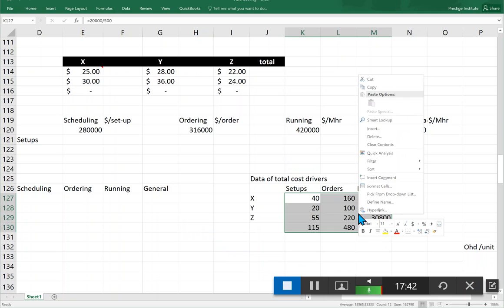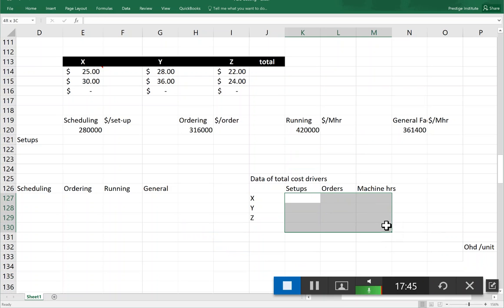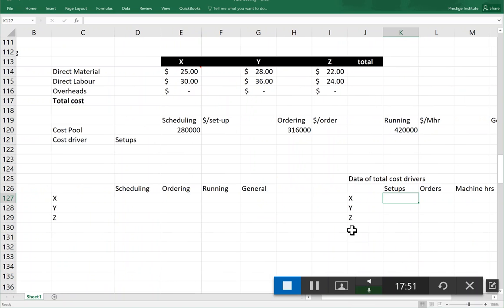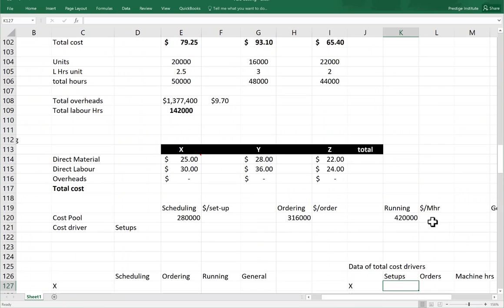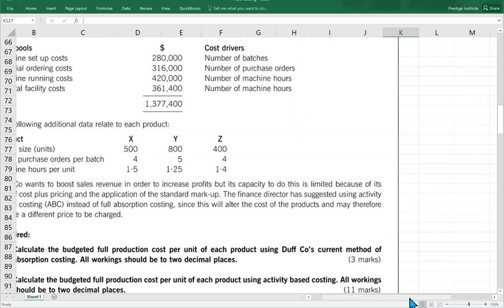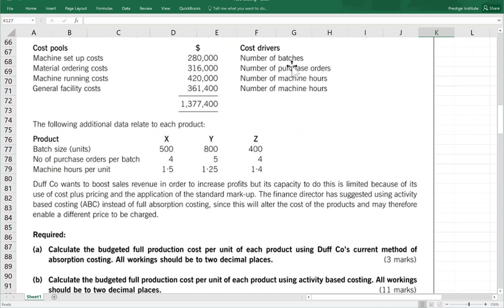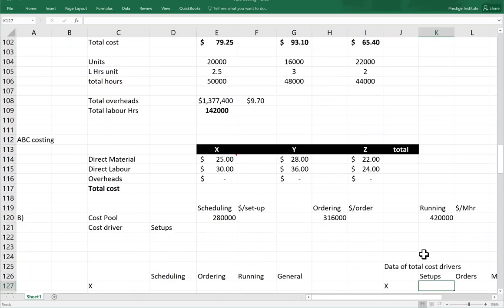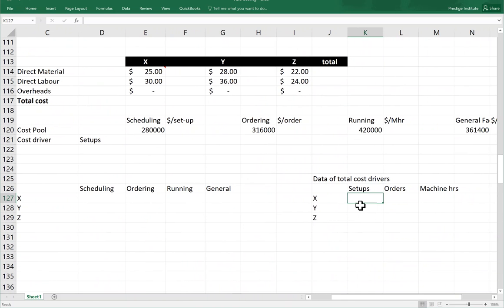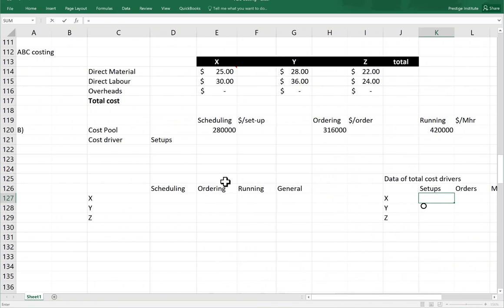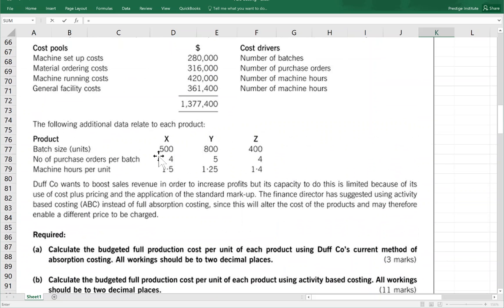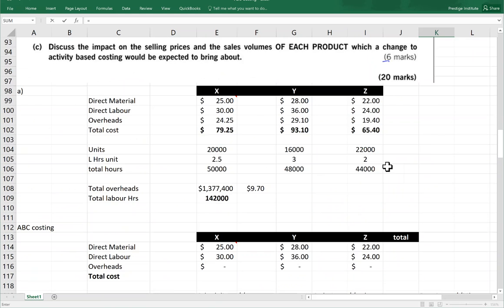Okay, now we have to find activity cost drivers. I had already found it, but I will redo it so you can understand how I found it. Remember, we need total number of batches, total number of purchase orders, and total number of machine orders. So let's look at total number of setups. If we look at batch, see, each batch represents a setup.